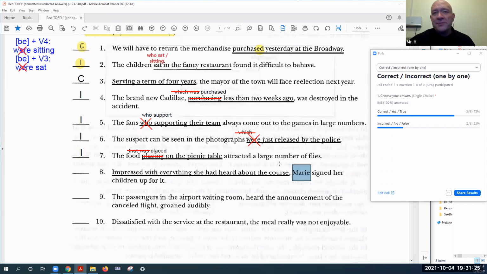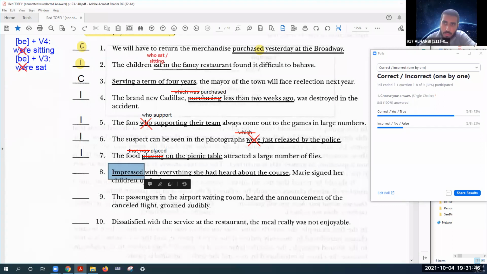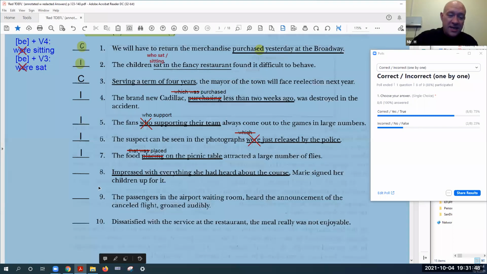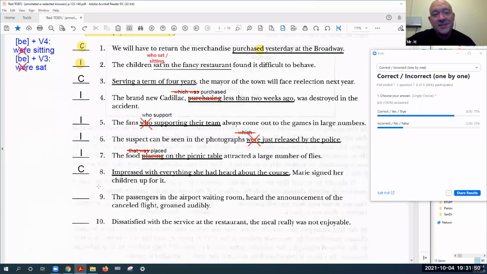So this describes Marie, right? Impressed with everything she had heard about the course, describes Marie, right? Does Marie do this? Or does something make her feel impressed? Something makes her feel. That's right. So the answer is correct, guys. This example is correct. Okay.